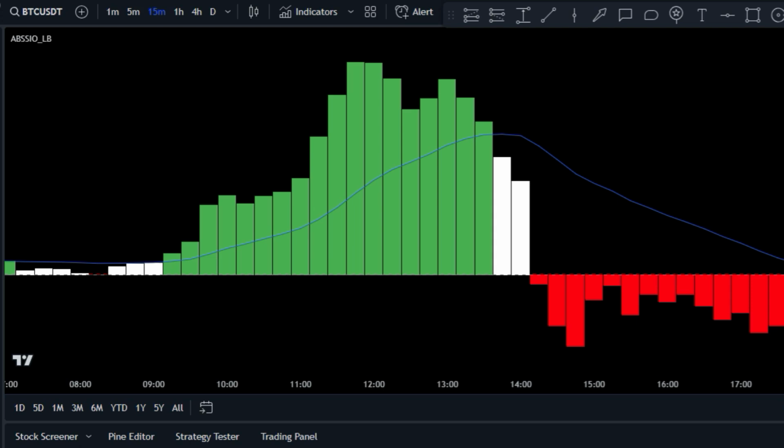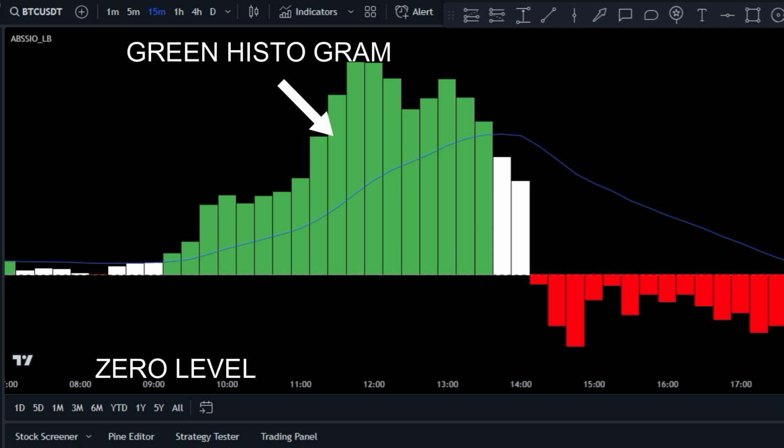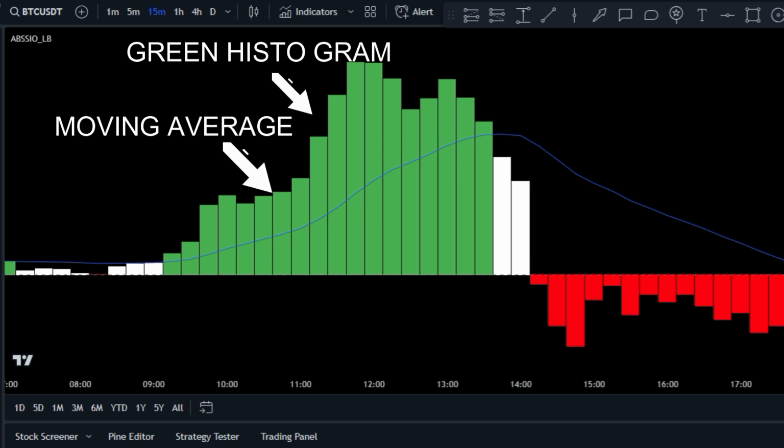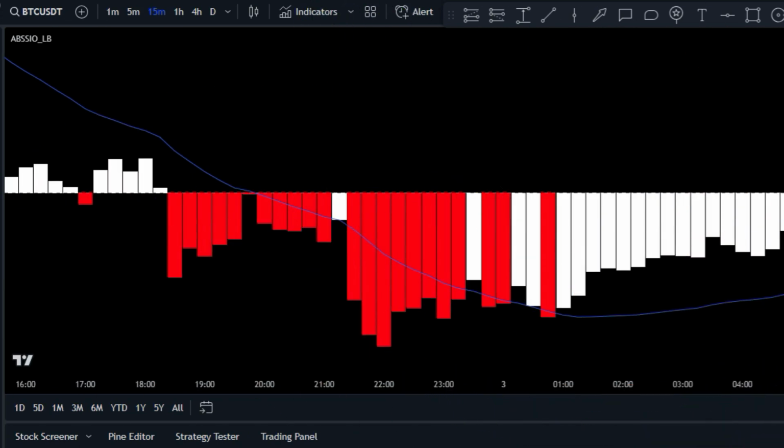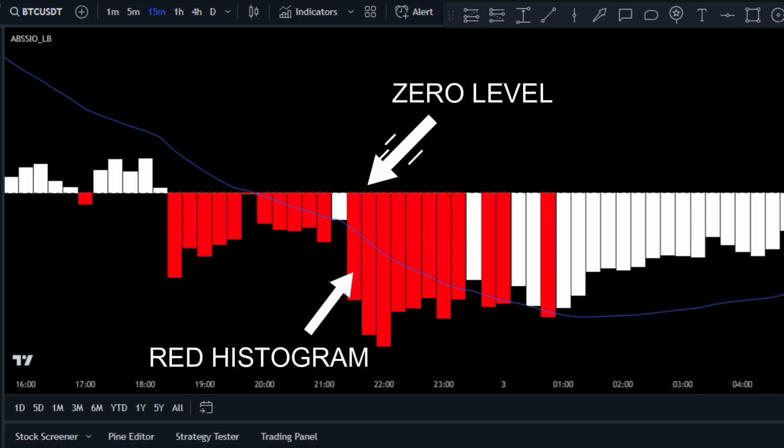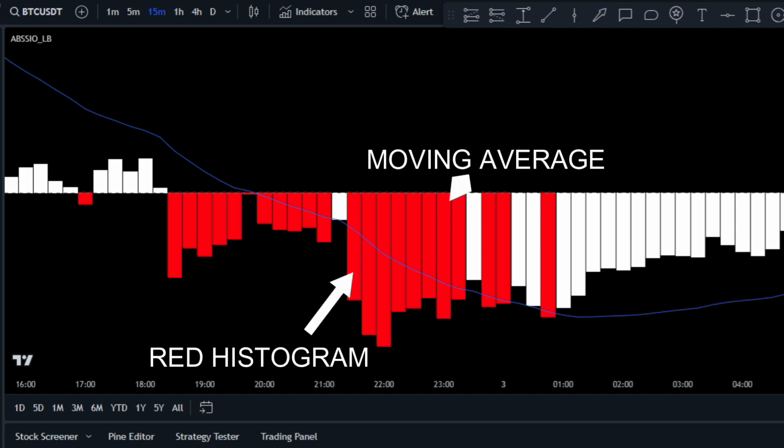Here's how it works. When we get a buy signal, if the oscillator's histogram, called ABSSIO, is green and above 0 simultaneously with the histogram above the moving average, it's a strong buy signal. Similarly, when we get a sell signal, if the oscillator's histogram is red and below 0 while the histogram is below the moving average, it's a strong sell signal.